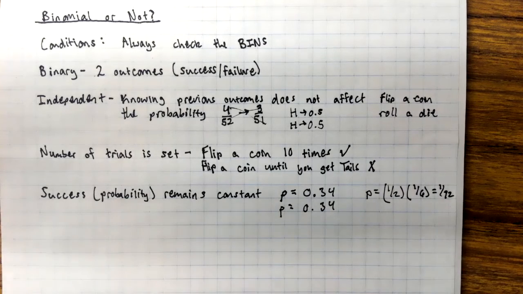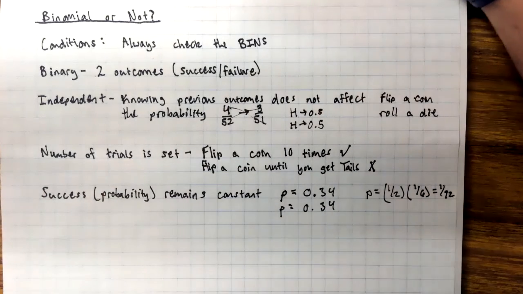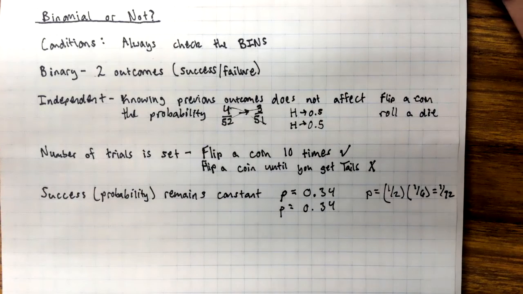That really does it for binomial random variables. As you approach these problems today, just remember to check the bins. Binary, independent, have a set number of trials, and the success remains constant every time you complete a trial.